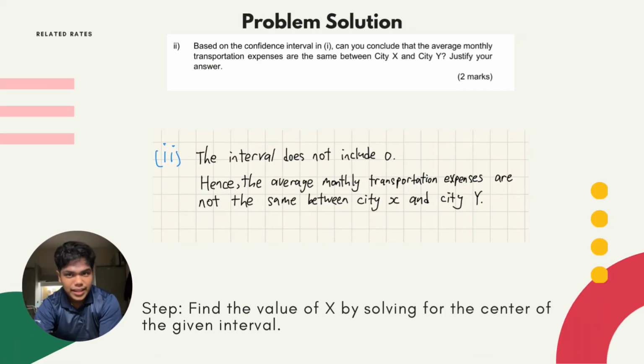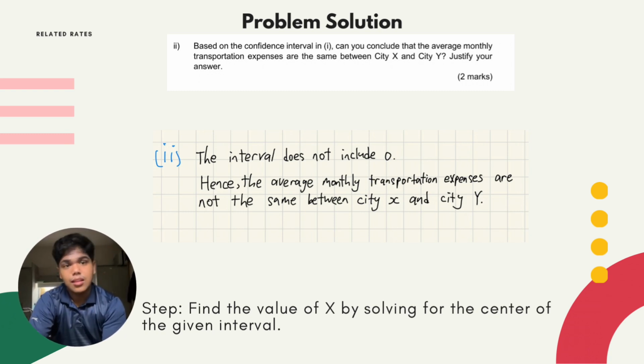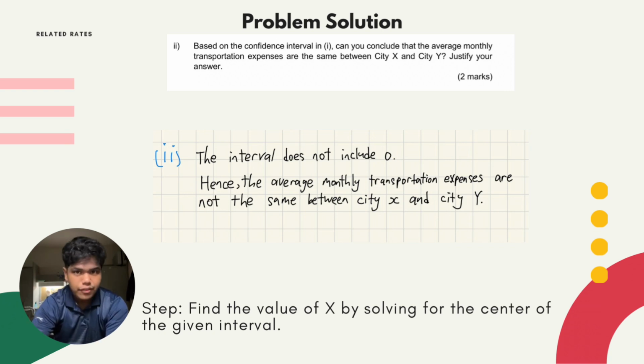Next, to decide if the average expenses are the same, we check if the value 0 is inside our confidence interval. A value of 0 would mean there is no difference. Since our interval 4.127 and 23.873 is entirely positive and does not include 0, we have statistical evidence of a difference. Therefore, we conclude that the average expenses are not the same.